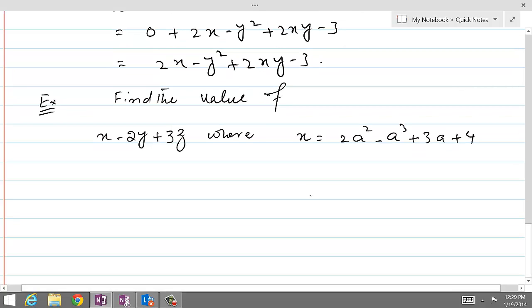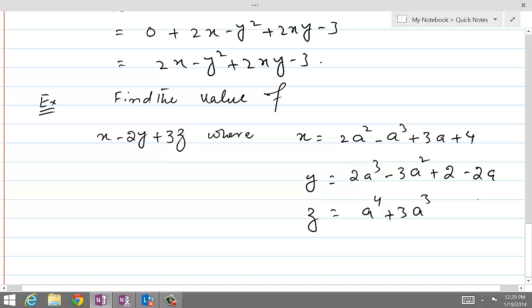and y is equal to 2a cube minus 3a square plus 2 minus 2a, and z is equal to a4 plus 3a cube minus 6 minus 5a square.